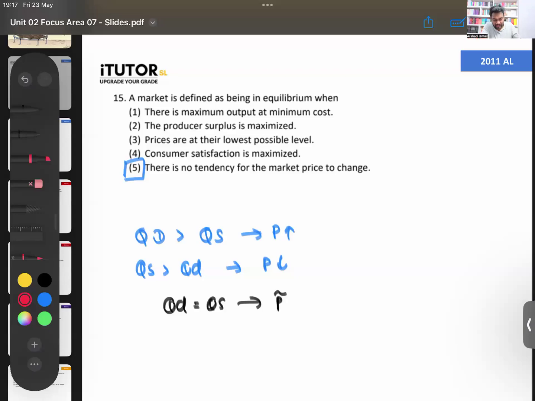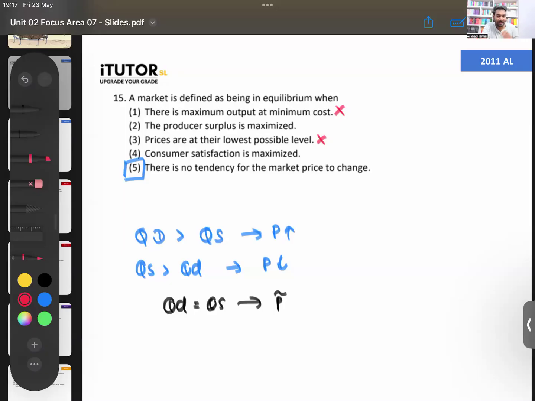And then answer number 3, prices are at their lowest possible level. Just because it's at equilibrium, you can't say it's at the lowest possible level. Maybe it can go down even more. Yes, the equilibrium can change if the demand or supply curve shifts. If an external factor changes, then the equilibrium point can change.